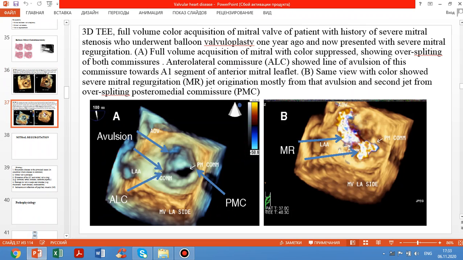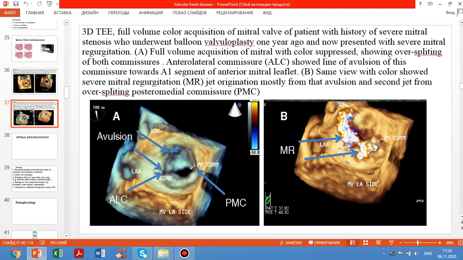3D transesophageal echocardiography, full volume color acquisition of the mitral valve of a patient with a history of severe mitral stenosis who underwent balloon valvuloplasty 1 year ago and now presents with severe mitral regurgitation, which is sometimes developing. Full volume acquisition of the mitral valve with color suppressor showing oversplitting of both commissures.